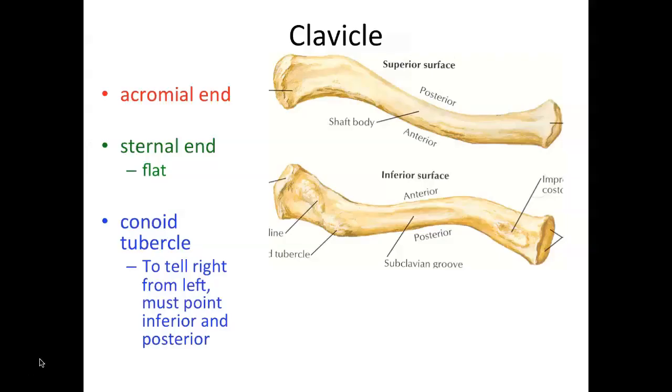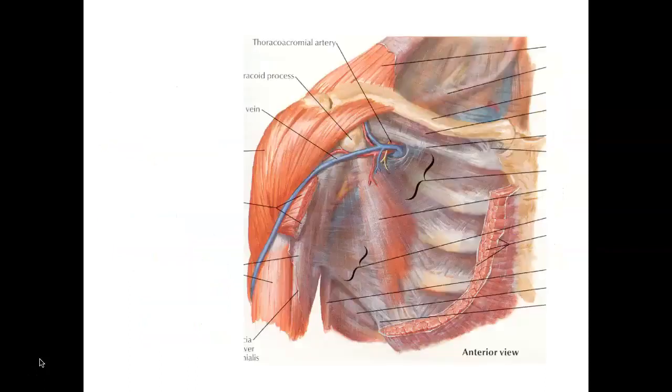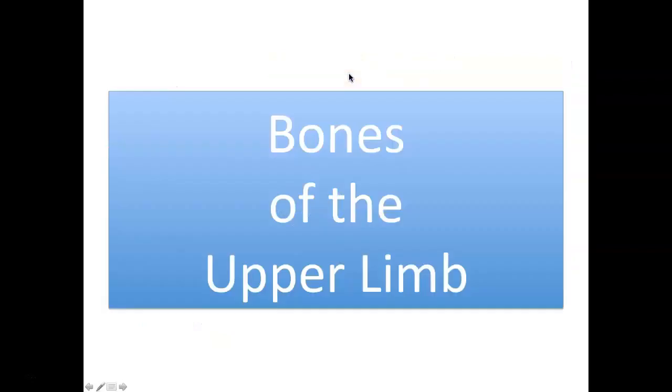So we are going to start describing the pectoral girdle. What your pectoral girdle is made up of is this clavicle bone right over here, along with the scapula, which would be found more toward the posterior portion of your body. So let's start off with the clavicle.